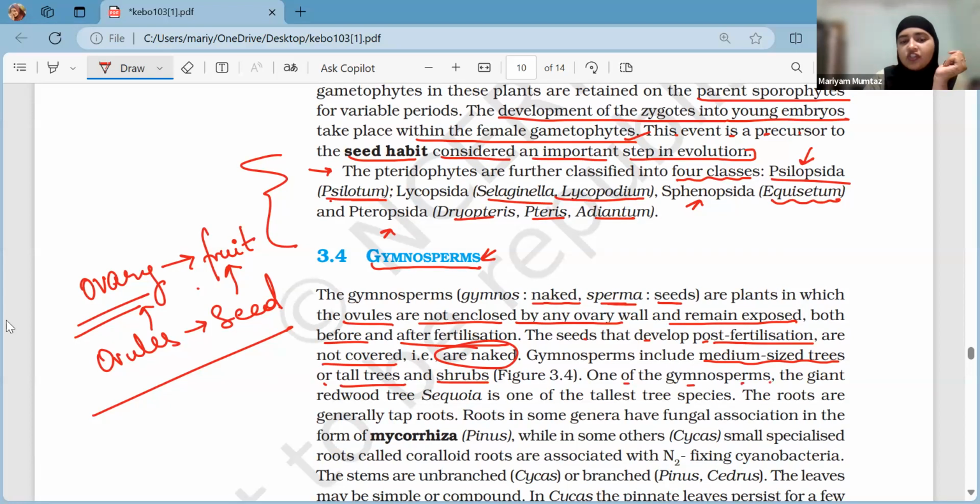One of the gymnosperms, the giant redwood tree Sequoia, is one of the tallest tree species. The roots are generally tap roots. Roots in some genera have a fungal association in the form of mycorrhiza. The fungus, along with the roots of higher plants, is mycorrhiza. And that fungus forms an association with Pinus. Pinus is one species of gymnosperm.